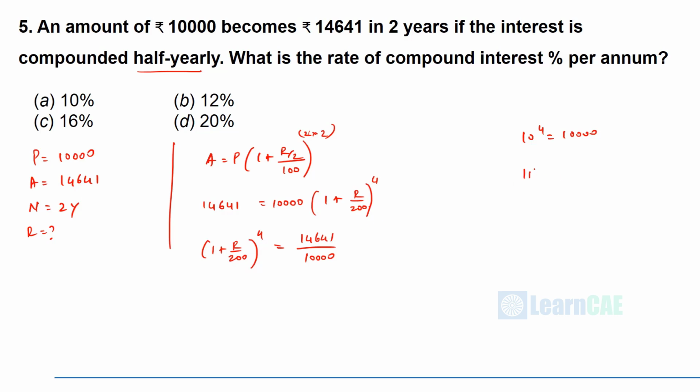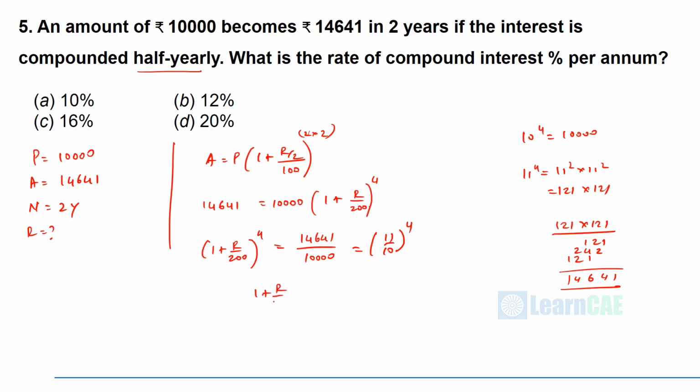Let us find out. 11 power 4 is equal to 11 square into 11 square. We know that 11 square is 121 into 121. So we shall calculate this. 121 into 121 will be equal to 121, 242, 121, which gives 14641. So 14641 corresponds to 11 power 4. We shall write this as 11 by 10 power 4. So considering this equation, we can take the fourth root on both sides and equate.